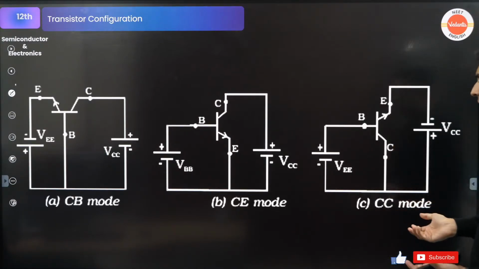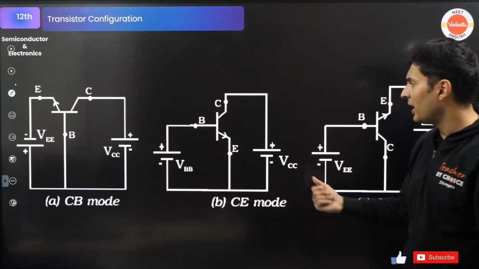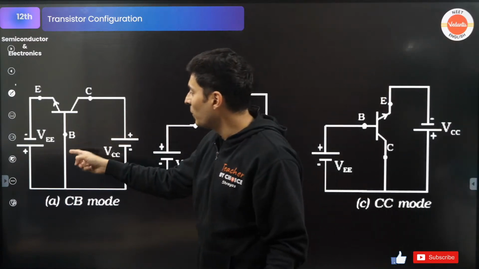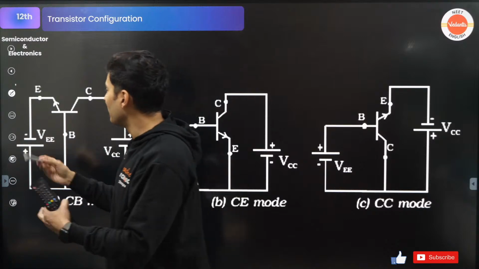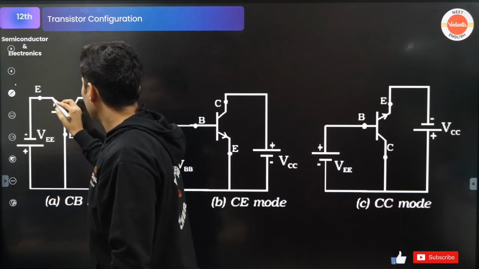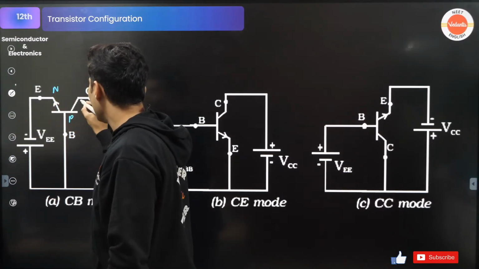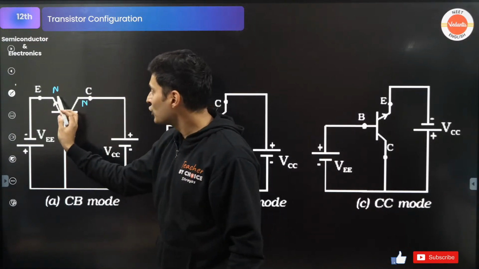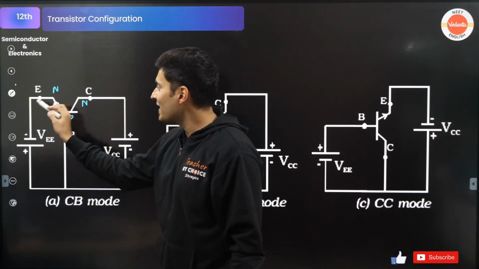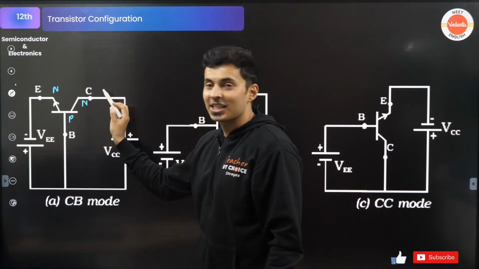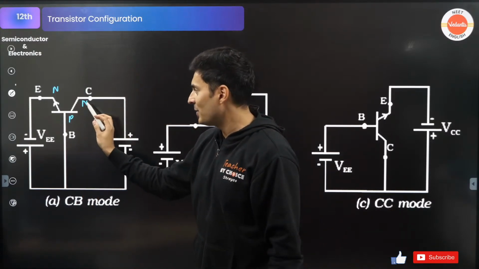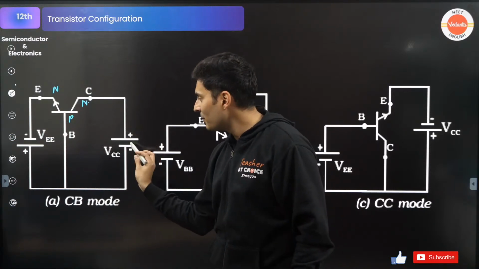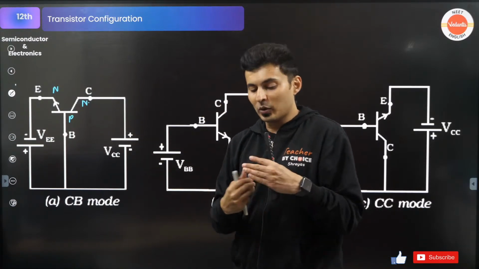Just take the example of, let's say, the common base mode. You can clearly see over here that this is N type, this is P type, this is N type. Notice emitter base should be forward bias, so N is connected to negative. And base collector is always reverse bias, so N is connected to positive. Do you see that? That's how the terminals are decided, whether to connect it to positive or to negative.